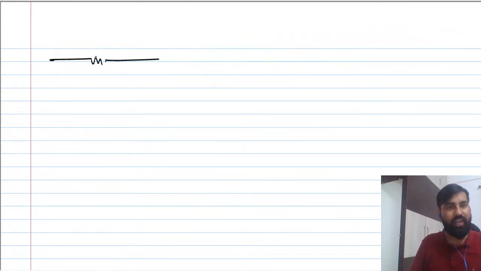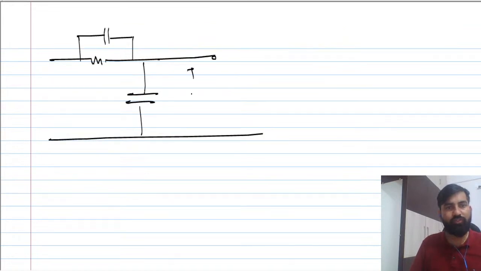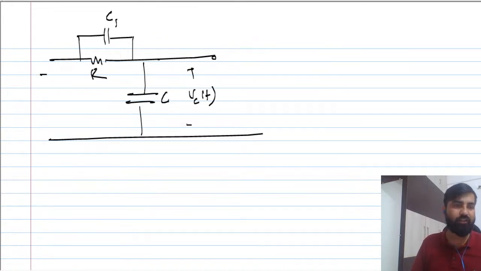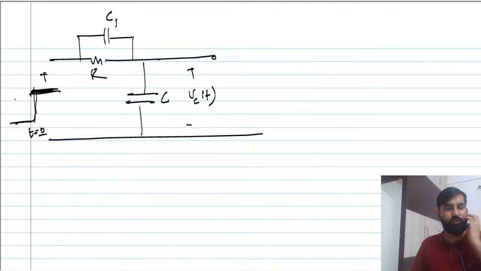So we see, you have to find VC(t) across this. You can say this is C1, this is C, right? The R, and we are applying step here at t equal to 0. So you know that initially finite current will flow through the resistance. You can say 5 by R, right?